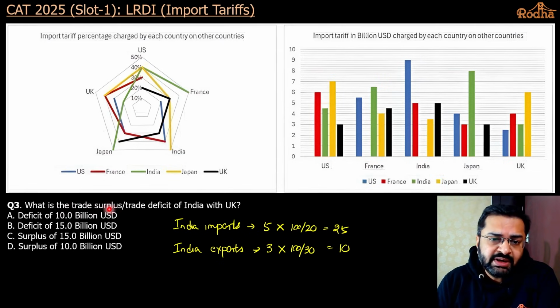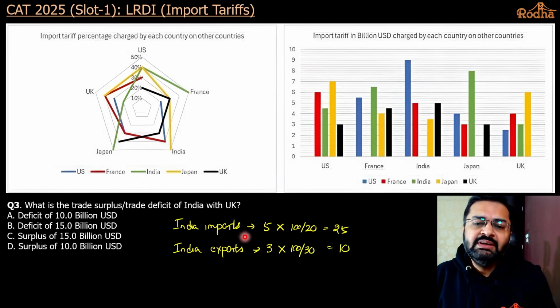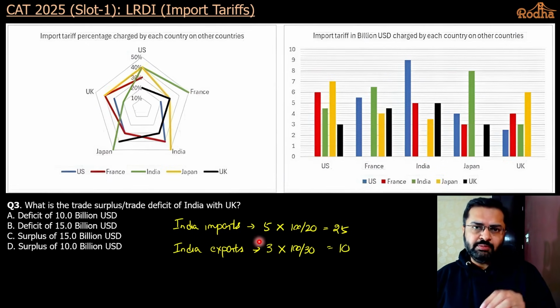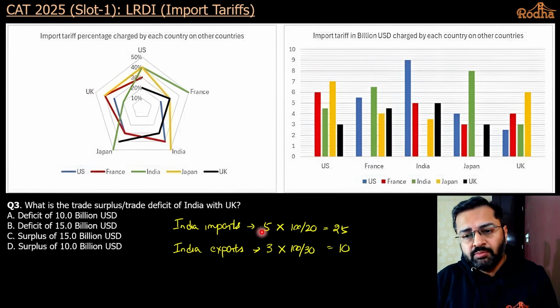Question is, what is the trade surplus or trade deficit of India with UK? Now, who is importing more? India is importing more. Fine. So India has a trade deficit. For a surplus, you have to export more and import less. So here India is importing more and exporting less. You should know that otherwise as well. Otherwise, it was written in the stem of the question as well.